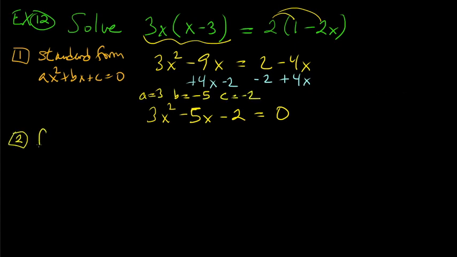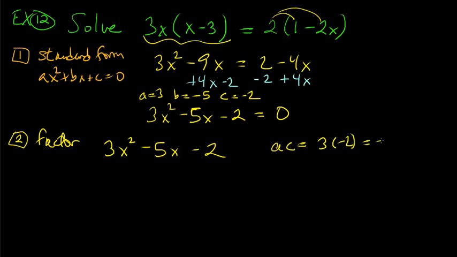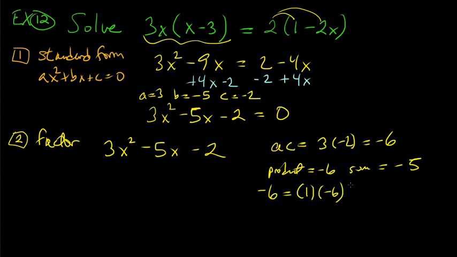So the next step is to factor the 3x squared minus 5x minus 2. And we've done one like this earlier. This is the AC method. Right? A times C is 3 times negative 2, which is negative 6. So what two numbers have a product of -6 and a sum of -5? Well, let's see. Let's try 1 times -6. So what's 1 minus 6? 1 minus 6 is -5.